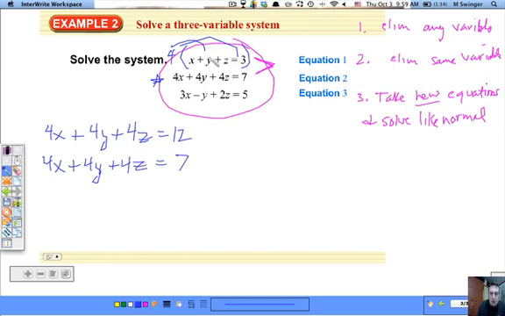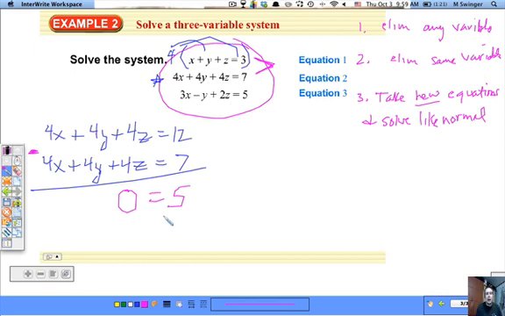Alright, we got these two equations right now. We're going to eliminate, we'll say x, but it doesn't matter, does it? Minus 4x minus 4x, oh, nothing. 4y minus 4y, nothing. 4z minus 4z, nothing. This whole side is nothing. You have to write 0. Don't just leave it blank. This whole side is 0 equals 12 minus 7 equals 5.